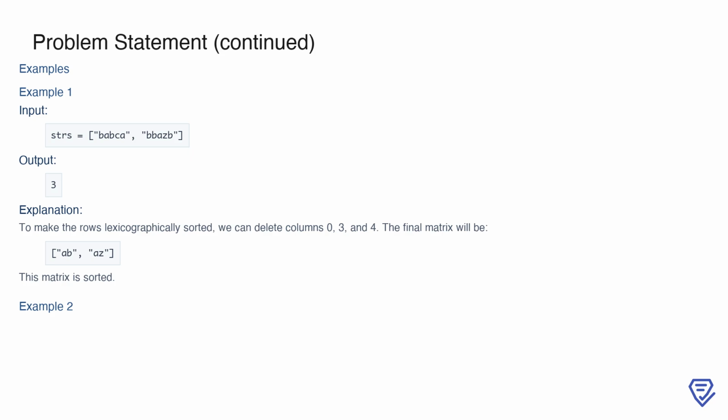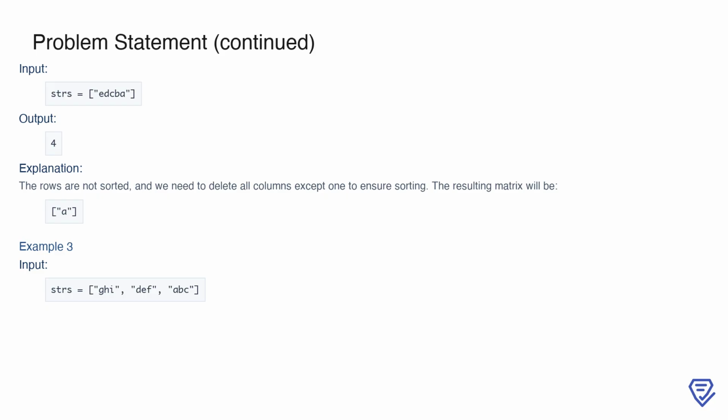We are given the input strs equals ["babca", "bbazb"]. The output is 3, meaning we need to delete 3 columns. To achieve the desired sorting, we delete columns 0, 3, and 4. After deleting these columns, we're left with the strings "ab" and "az", which are now lexicographically sorted. The key takeaway here is that we carefully choose columns to delete so that the remaining characters in order form a sorted sequence.